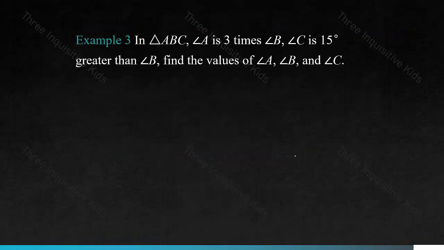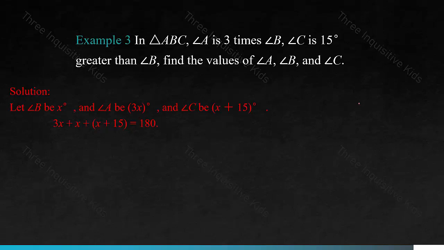Here's another example. In triangle ABC, apparently we don't have the picture, angle A is 3 times angle B. Angle C is 15 degrees greater than angle B. Find the values of angle A, angle B, and angle C. So we can let angle B be x, angle A be 3x, and angle C be x plus 15. When you add all three angles together, you should get a sum of 180 degrees.